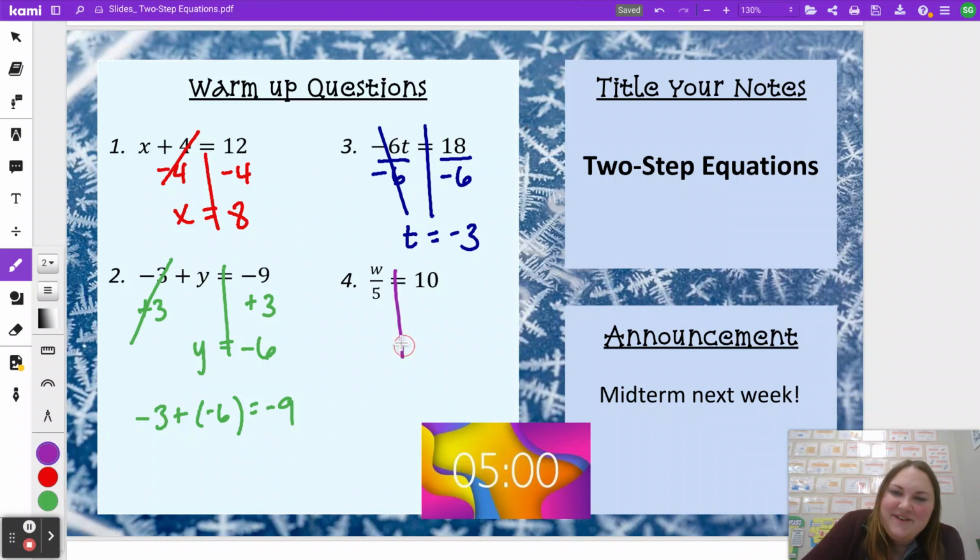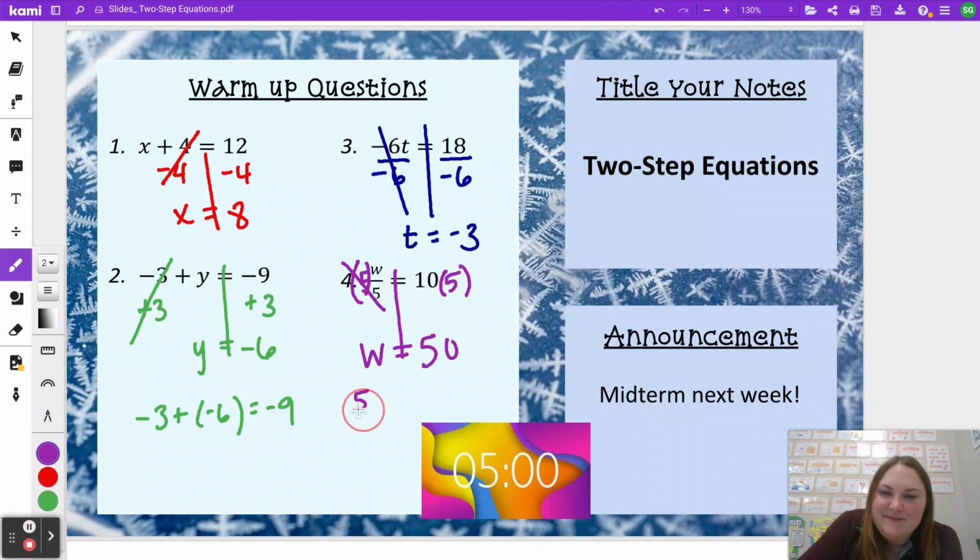The final one, we've got w divided by 5 equals 10. I'm trying to figure out what number divided by 5 equals 10. And so I'm going to do the opposite. The opposite of dividing by 5 is multiplying by 5. I usually, just personal preference, put the multiplying by 5 up here instead of underneath. And then just like in number 3, that multiply by 5 divided by 5 is going to cancel out and leave me with w. And then 10 times 5 is 50. We figured out that missing number must be 50 because 50 divided by 5 does equal 10.